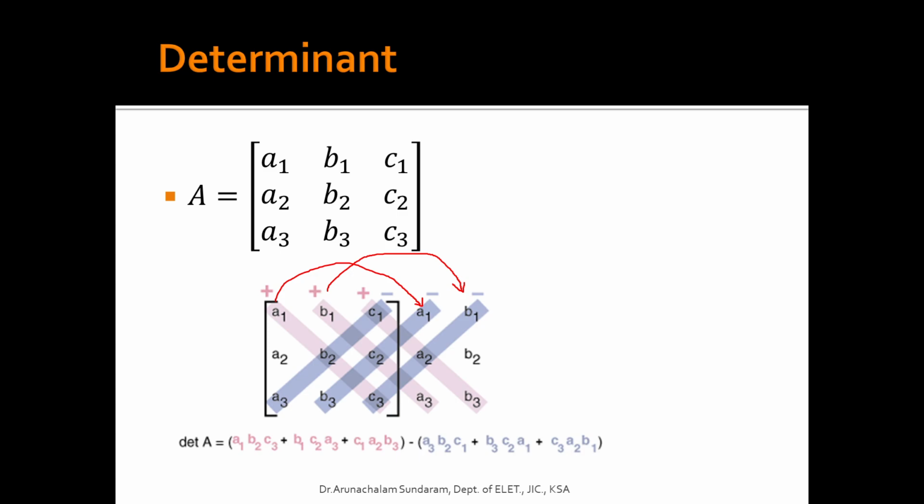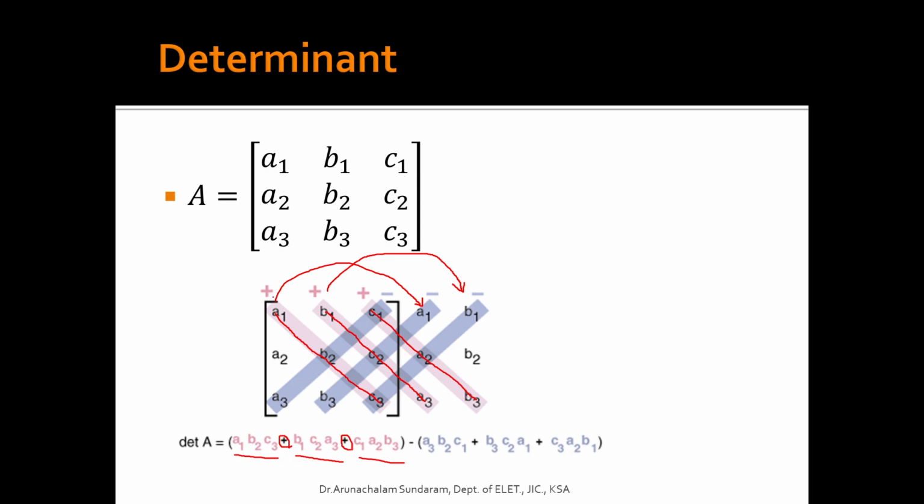So what do you mean by pink color? What is the first element here? If you see, it is the product of these three numbers A1, B2 and C3. See the second number. What is the second number? The second number is the product of B1, C2 and A3. See the third number. What is the third number? C1, A2 and B3. It's a product of these three numbers. For these three pink color lines, we have to add them. What about the blue color lines? Blue color lines we have to subtract.